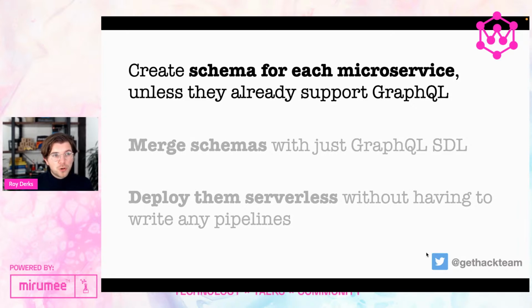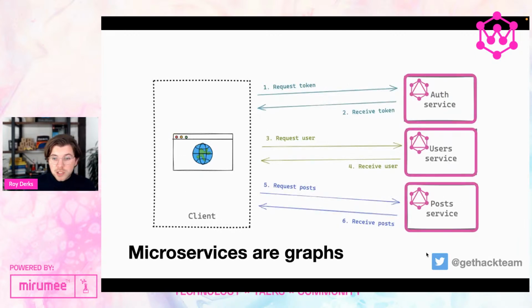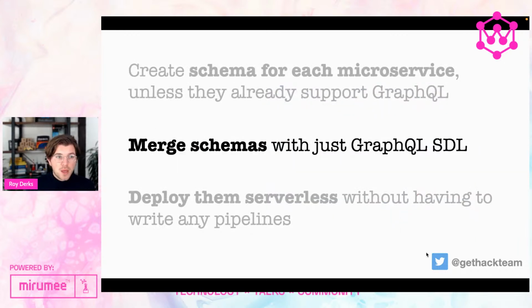So what you need to do in order to build this data layer for your microservices, the first thing you do is create a schema for every microservice, unless they already have GraphQL. So if you're not using GraphQL for your microservices, make sure to create a schema for every microservice. And this can just be a GraphQL file, because the way StepSen parses them later, it only looks at GraphQL schema design language. So every microservice will get their own graph or their own schema. And then we can merge them together with just GraphQL schema design language. So I'll be showing you that in a bit.